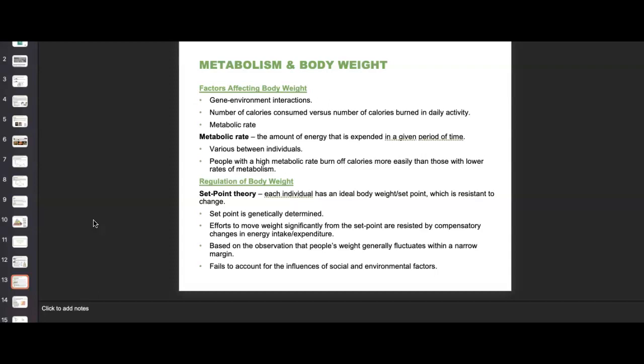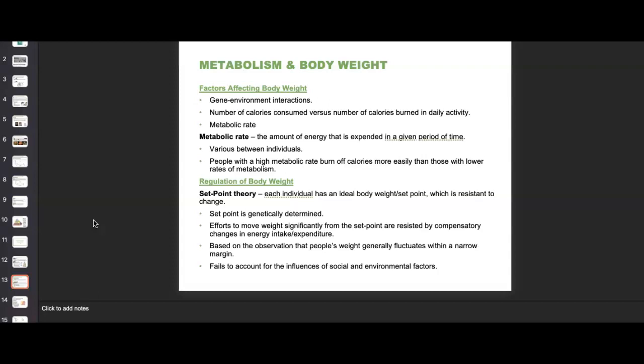People with a high metabolic rate burn off calories more easily than those with lower rates of metabolism. And if we want to look at the regulation of body weight, we want to understand the set point theory. Each individual has an ideal body weight or set point, which is resistant to change. That set point is genetically determined, right? We talked about that a little bit in the drive theory of motivation. This set point is genetically determined.